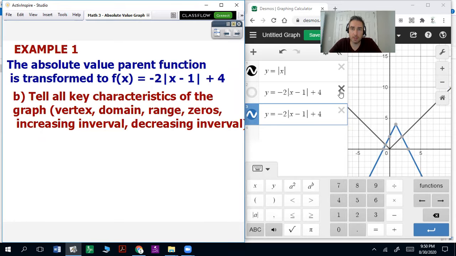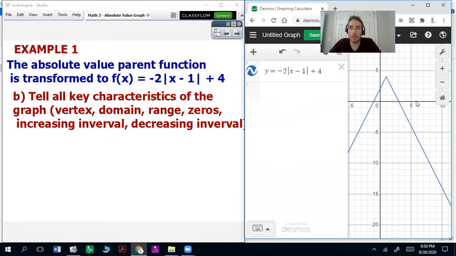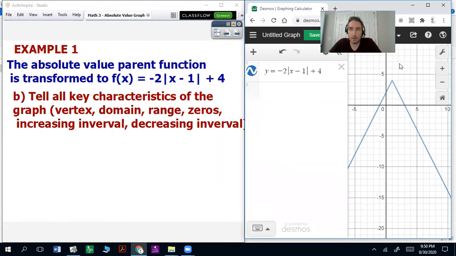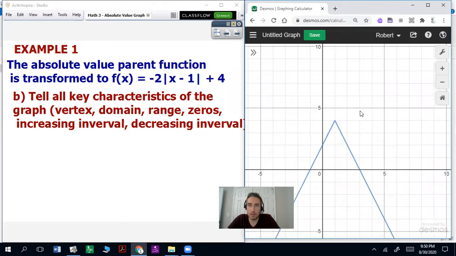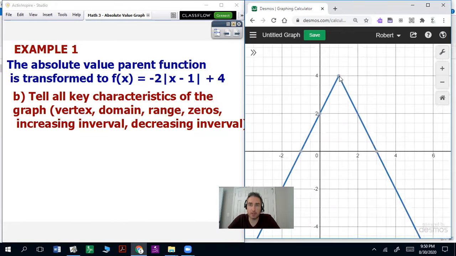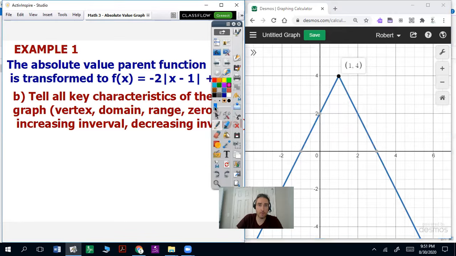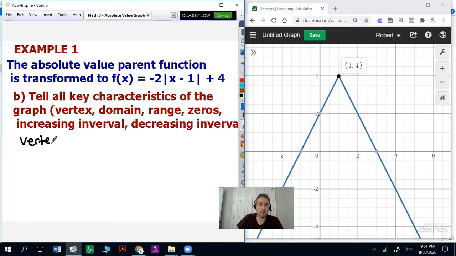So I'm going to get rid of this stuff here. We'll just focus on this one graph. And let's take a look at what's going on. So we got a list here, so that's going to help. Let's talk about the vertex first. If you click on the top or bottom point, that would be the vertex. So our vertex in this case is (1, 4). We also have to talk about what that is. So the vertex, in this case, it's a maximum. That's going to be positive (1, 4). It's a coordinate. So we've taken care of that.